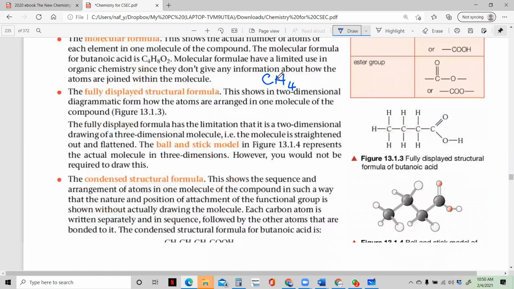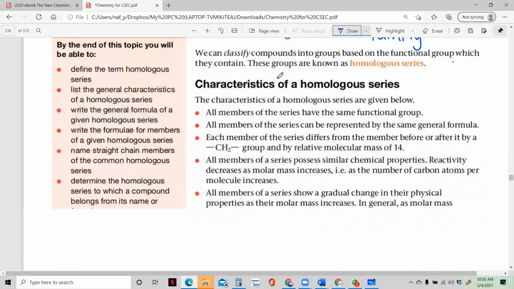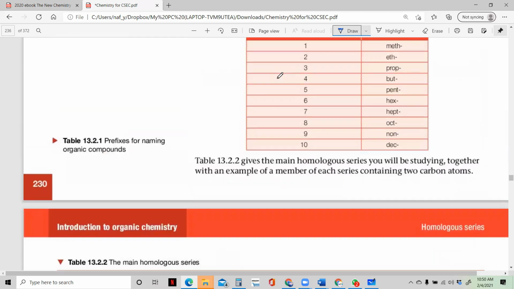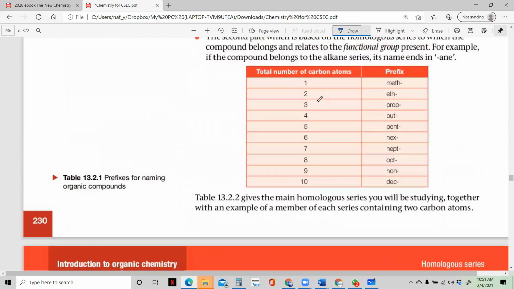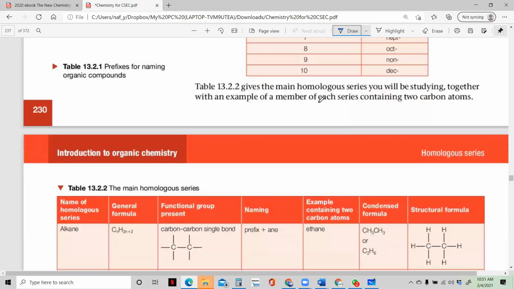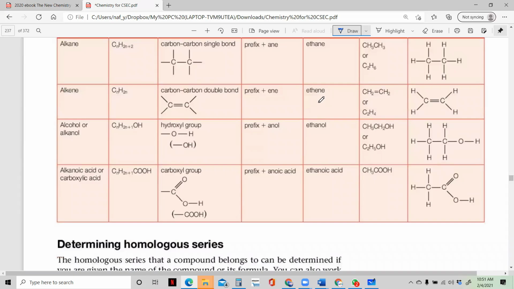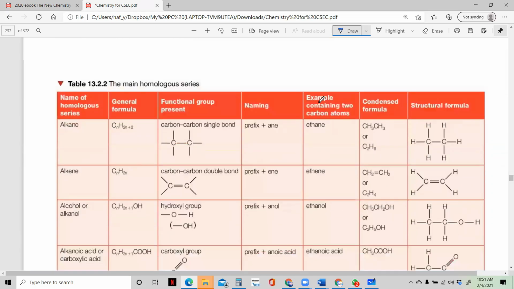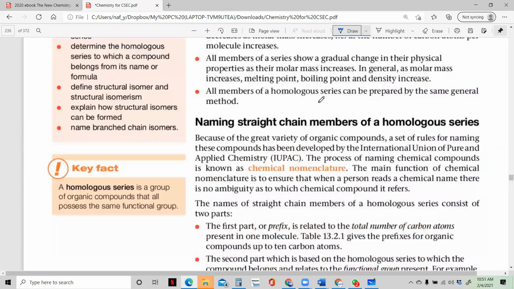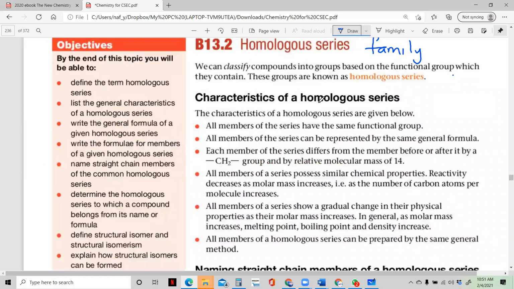We're going to utilize this table here. We have two tables. We need a table with prefixes. That is what is going to give us a specific name for the family member or the organic compound. And we're going to use this big table here to actually come up with the different formulas and the different names for the compound. But let's look a little more at our homologous series.